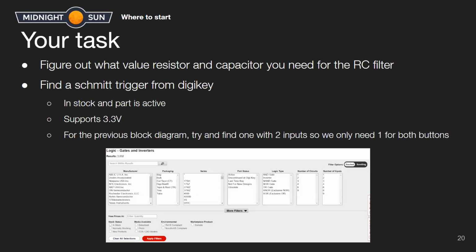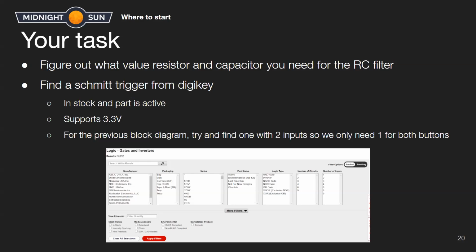So your task is to find out what resistor and capacitor value you need for the RC filter. I showed you how to do that, but we'll say in this case the frequency is, I don't know, 50 Hertz. So imagine you had to filter out 50 Hertz or higher using the low pass filter, and also a Schmitt trigger. You want to find a Schmitt trigger that supports 3.3 volts.